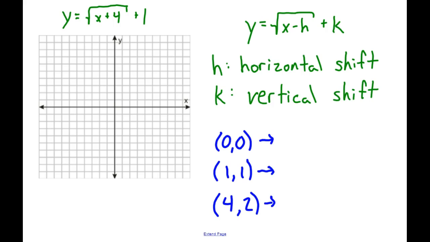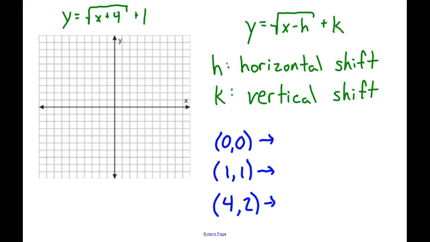Now we're going to look at an example of a square root function that has horizontal and vertical shifts. We're looking at the function y equals the square root of x plus 4, and then plus 1. In its basic form, we have y equals the square root of x minus h, plus k. The value of h represents the horizontal shift, how far left or right we're moving. K represents the vertical shift, how far up or down we're moving. In our example, x plus 4 is the same as x minus negative 4, so the horizontal shift is negative 4.